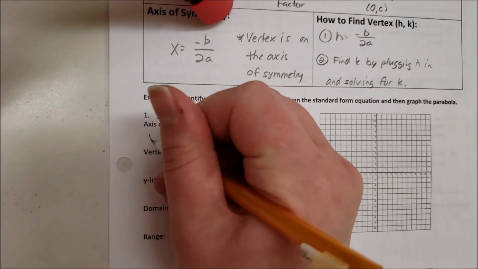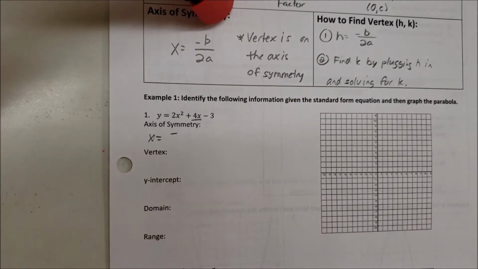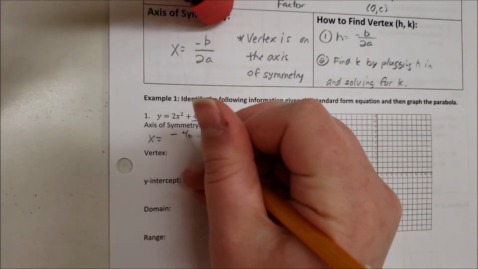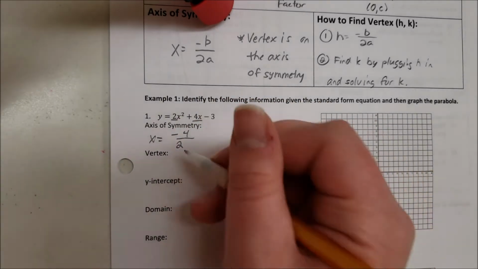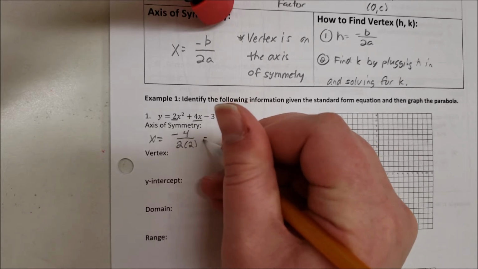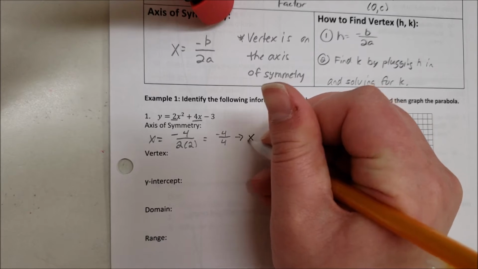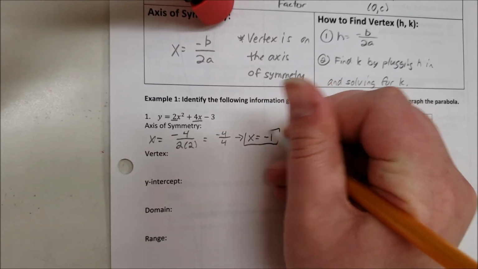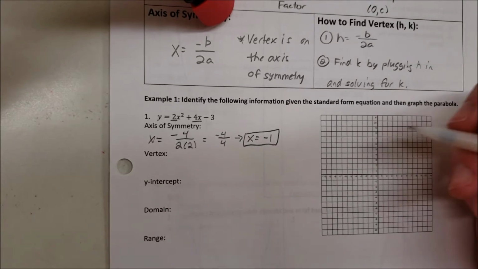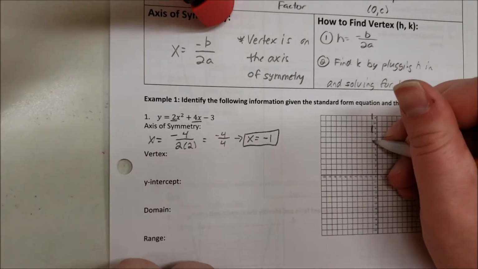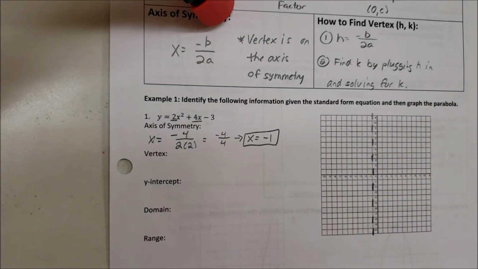So I know that my axis is going to be x equals the opposite of b, so that's my middle term. So I have the opposite of 4 over 2 times our a value, so 2 times 2. Well, I can evaluate that. Negative 4 divided by 4 means that I have an axis of symmetry of x equals negative 1. Now, as soon as I find that, I go ahead and draw that onto my graph. So I'm going to draw my dotted line so I know where my axis of symmetry is.